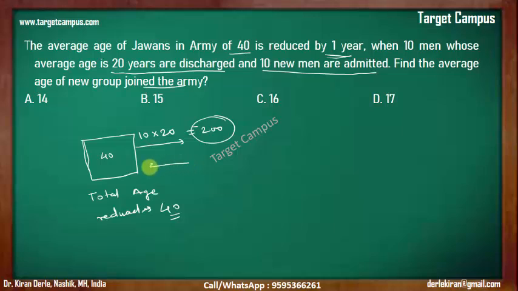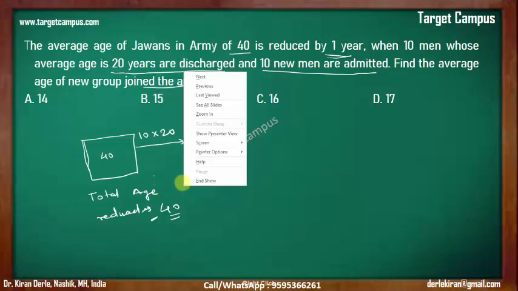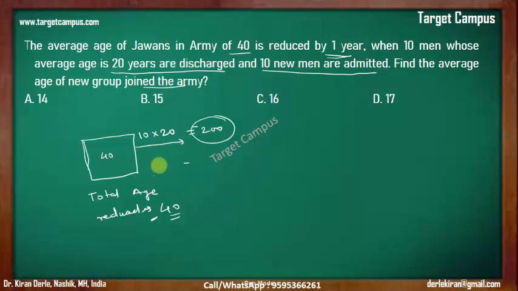Now if 200 comes back, what will happen? There would be no change in the age, but we are given that the total age has got reduced by 40. So if 200 comes, there would be no change. So what should the total age become? 160, right? Then only there will be a shortfall of 40. So 160 total age is coming back.